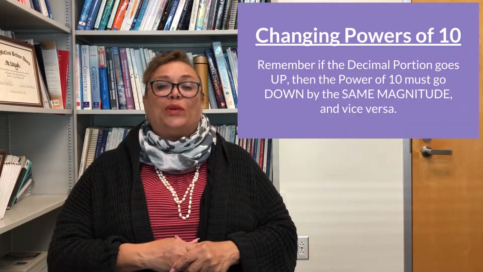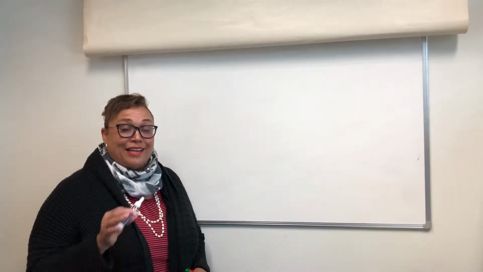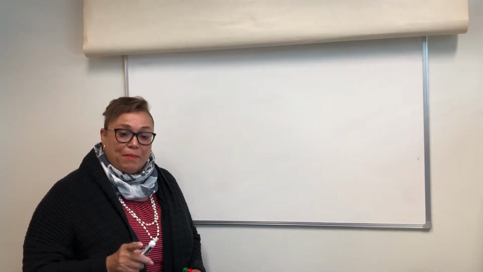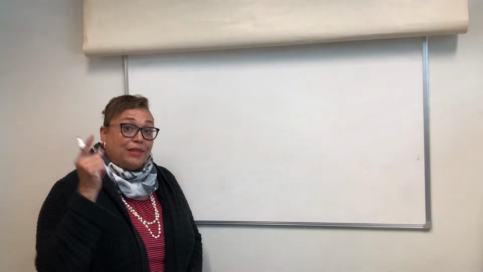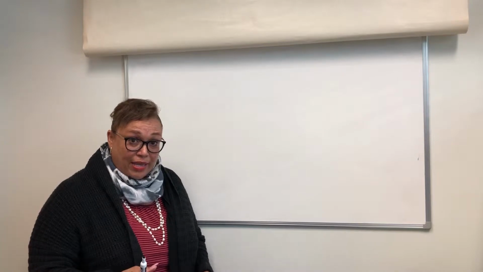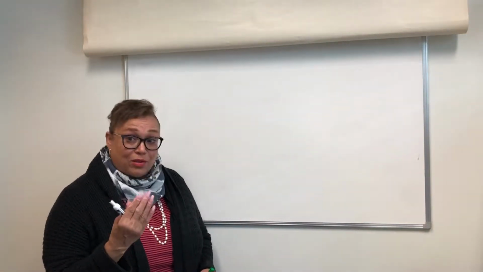All right, let's go to the board and let's talk about putting numbers in the same power of 10. Okay, now let's do some examples with changing powers of 10. Remember, if the decimal portion goes up, then the power of 10 goes down, and vice versa, okay? So as one goes up, the other goes down. As one goes down, the other goes up.